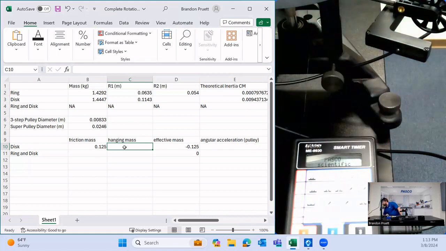That's 204.9. And so what they'll do is, this is the effective mass. So it's the difference between the hanging and the friction, and this is the mass that we're using in our calculation, which is further over on the spreadsheet here. So now we'll go back and put the mass hanger on here.